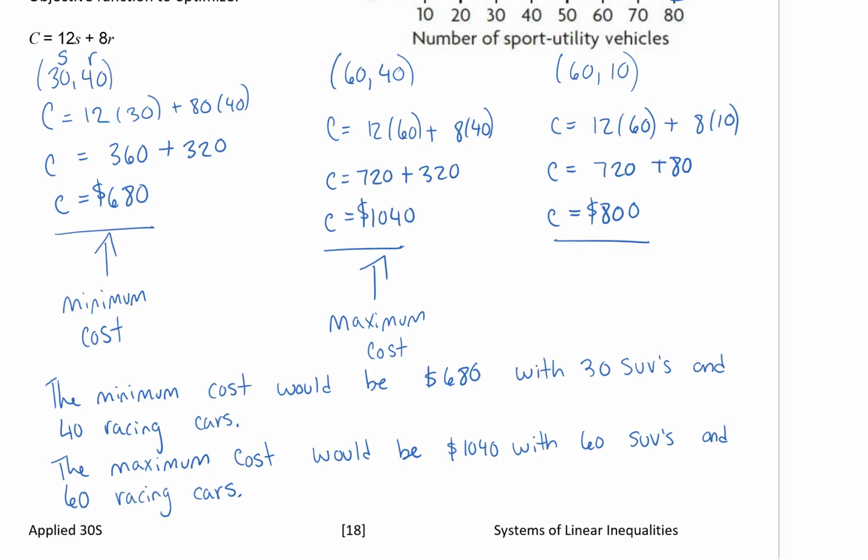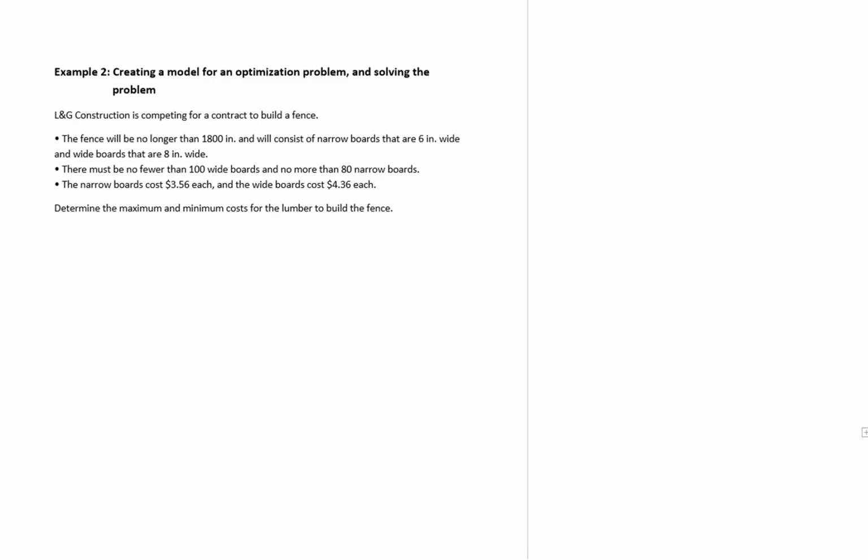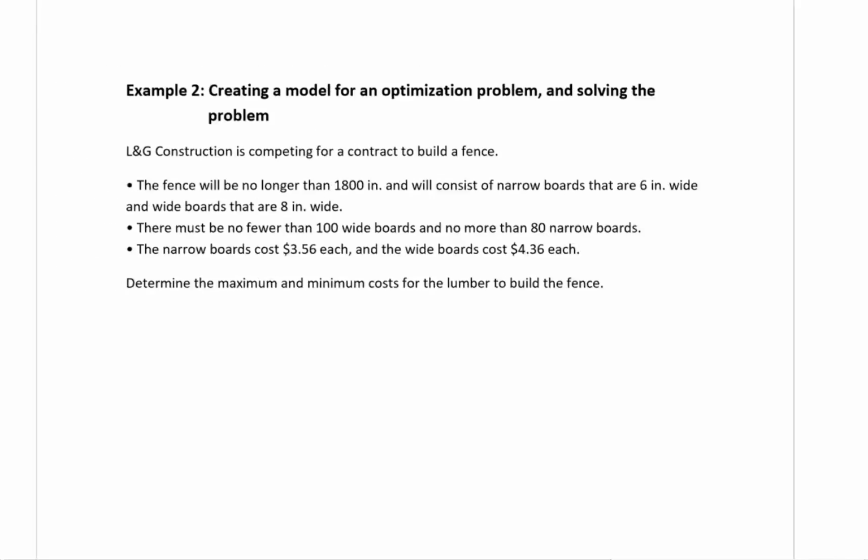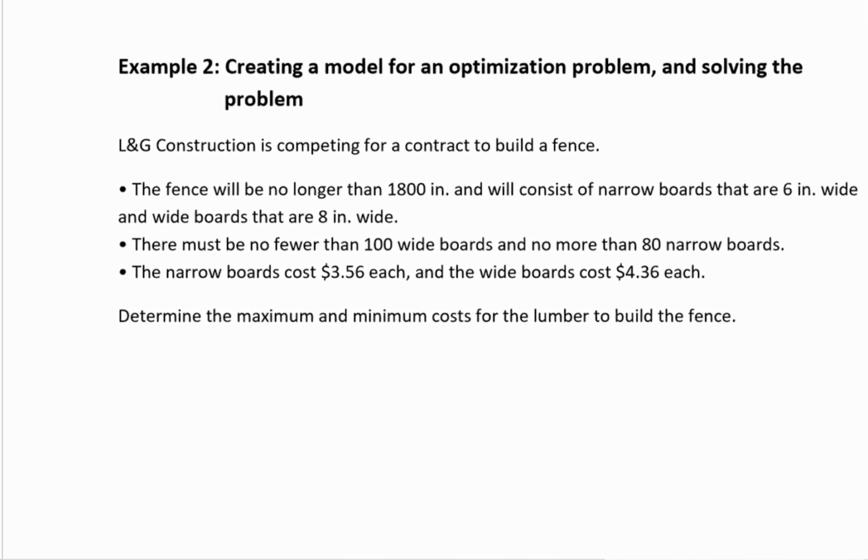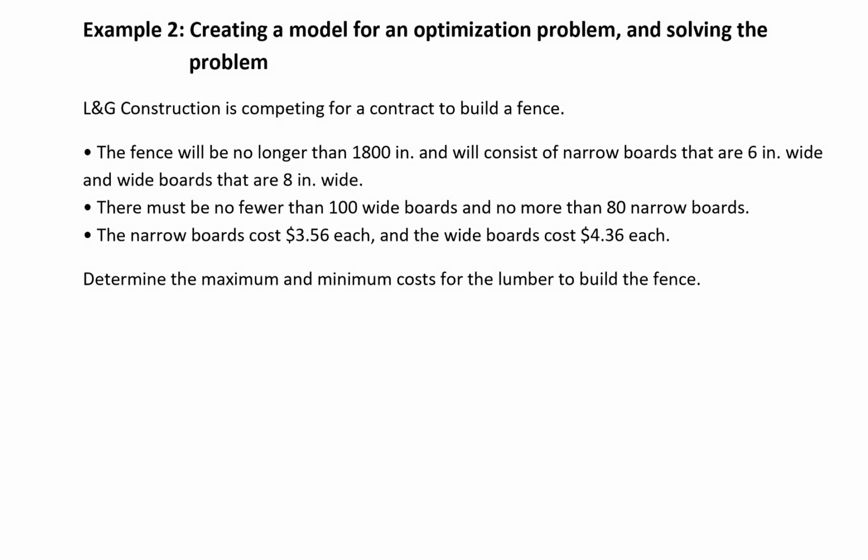Let's take a look at example 2. Creating a model for an optimization problem and solving the problem. So we're going to do this all the way through. This would be creating the model, finding the objective function, and then optimizing by plugging in those four corner points.